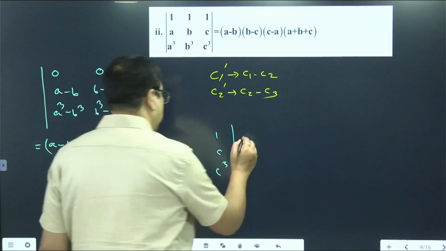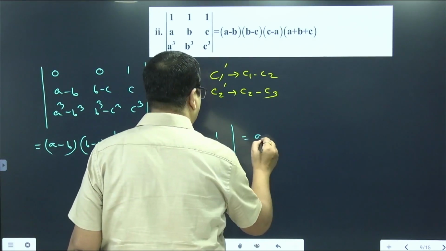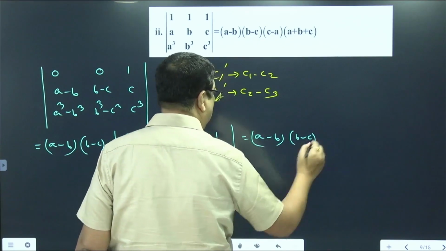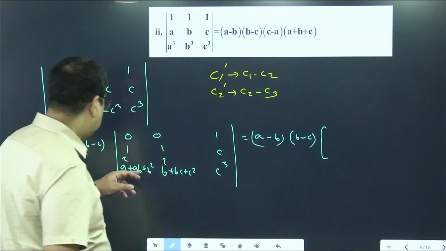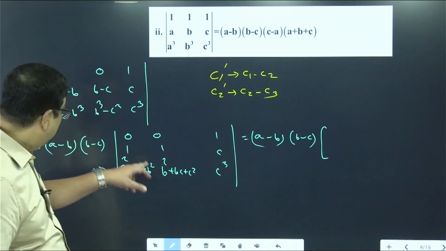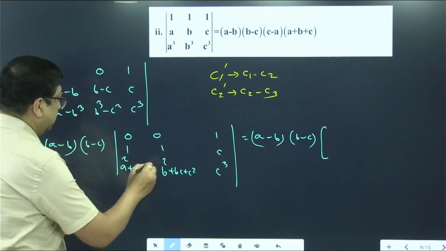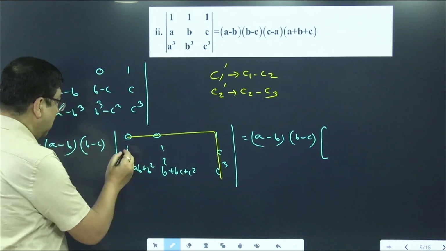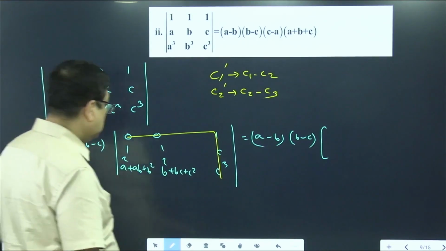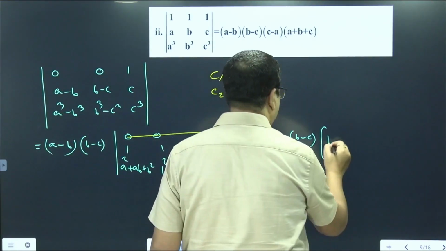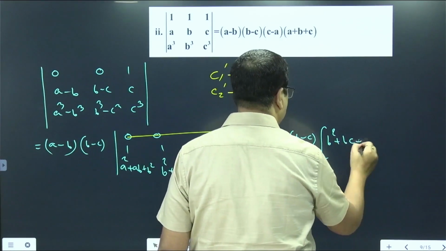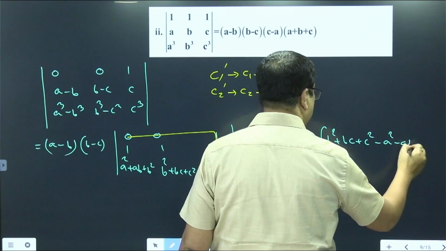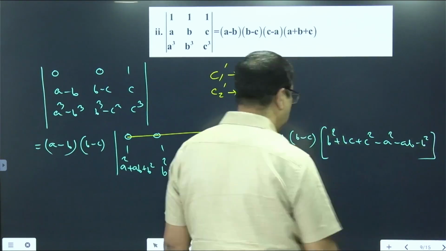So let us multiply. (a minus b) into (b minus c). Now if we are going to multiply, that is your left cross. If we neglect the row and column related to 1, your left cross minus your right cross. So b square plus bc plus c square minus a square minus ab minus b square.